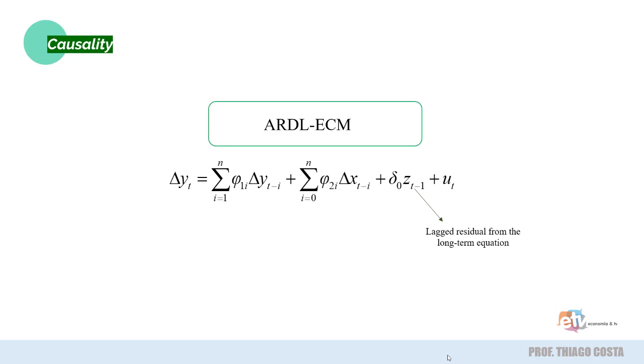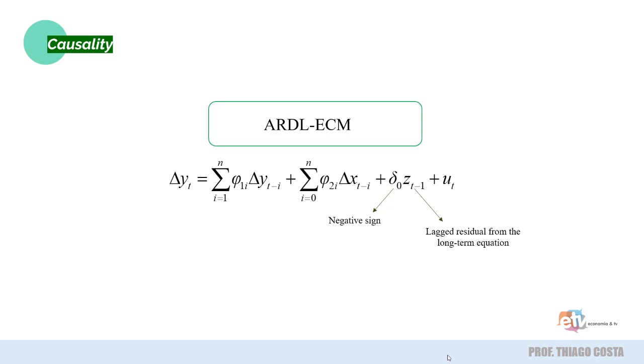When the dependent variable experiences a positive shock, we expect this increase to be gradually offset by downward adjustments until the variable returns to its original equilibrium state. Therefore, we expect the coefficient of Z to be negative, indicating that when there is an imbalance, the system adjusts in the opposite direction to return to equilibrium.